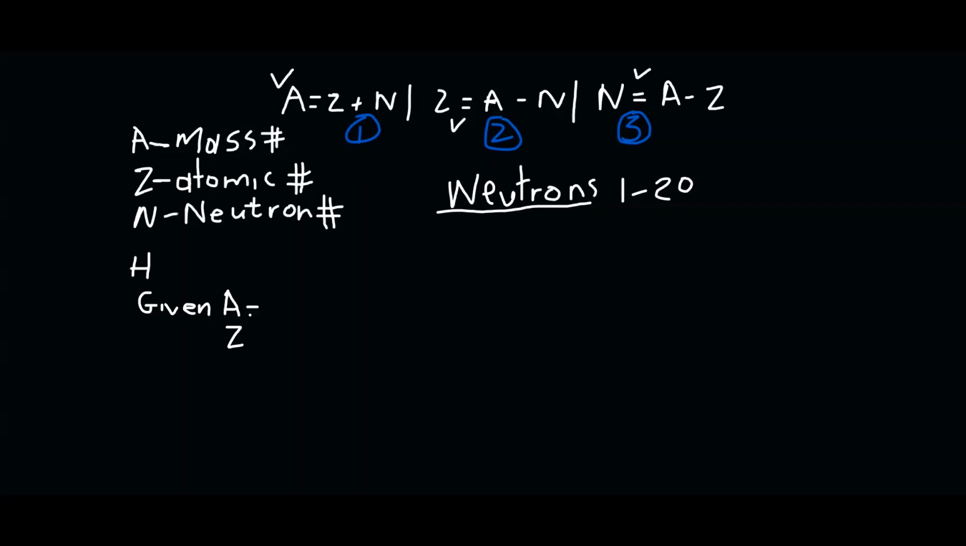So looking at the periodic table, based on what we did the other day, we're given A. A equals what? What's the mass number for hydrogen? Yes, 1. Good. So the mass number for hydrogen is 1. What's the atomic number now? What's Z? Sir, 1. Yeah, good. 1.